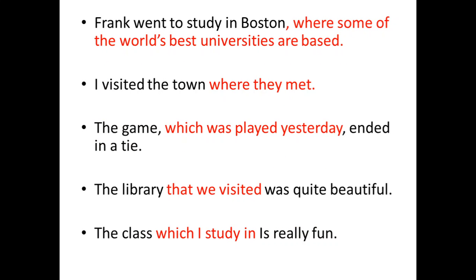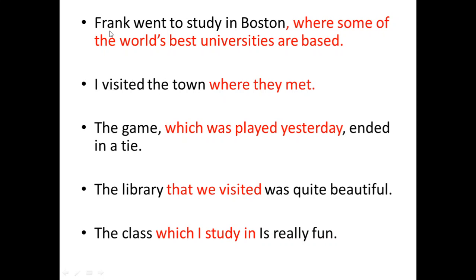Let's look at some more examples. Frank went to study in Boston. Boston is a state of America, a state of the US. So, Frank went to study in Boston. Notice the second sentence, which is all in red: where some of the world's best universities are based.